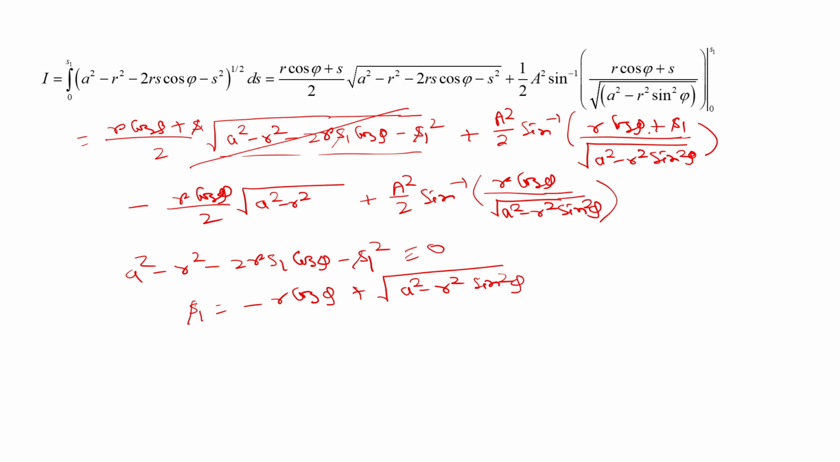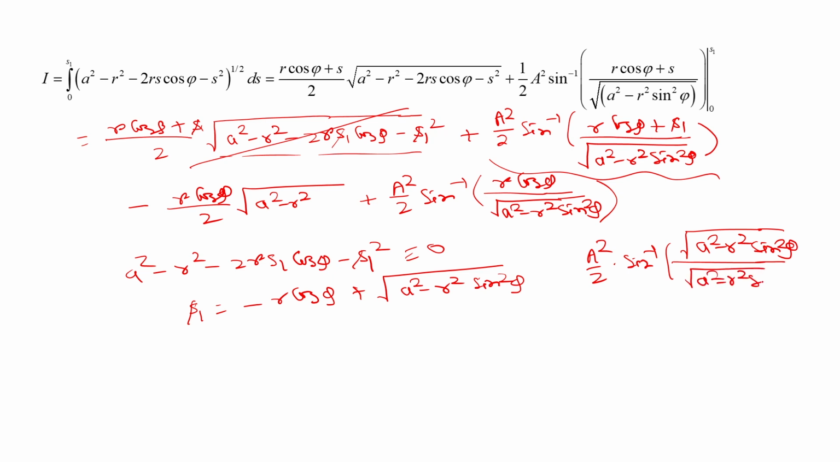Now, over here r cos phi plus s1. So, this term is a square by 2 into sin inverse of r cos phi plus s1, that is square root of a square minus r square sin square phi, divided by square root of a square minus r square sin square phi. So, notice that this is equal to 1. This sin inverse 1 is pi by 2. So, this quantity will come out to be a square by 2 into pi by 2. Like that we can simplify all the terms.